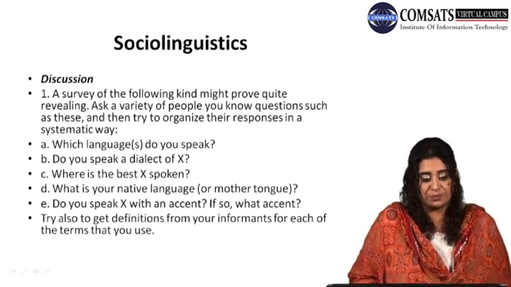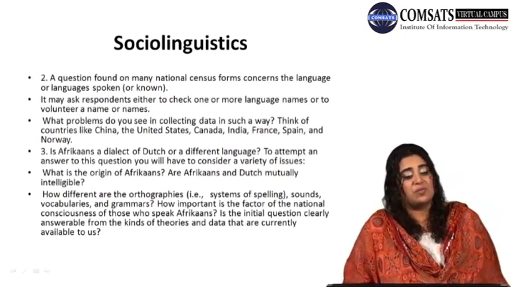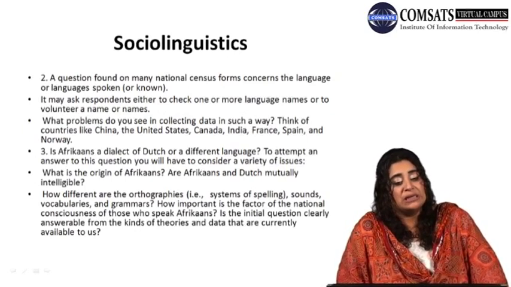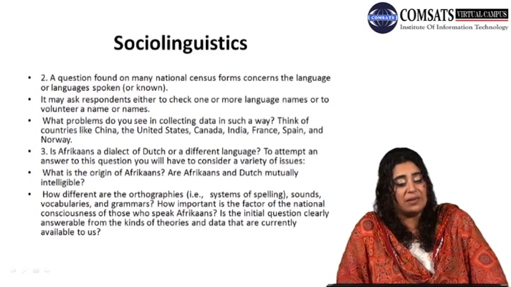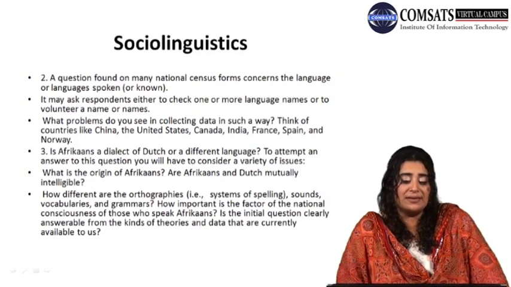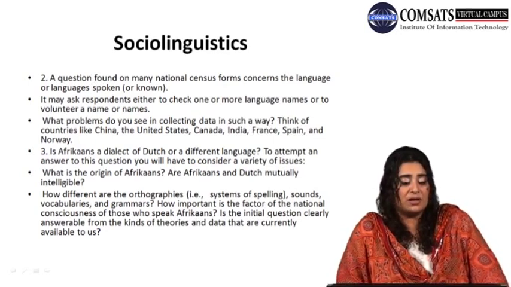Also try to get definitions from your informants for each of the terms that you would use. A question found on many national census forms concerns the language or languages spoken or known. It may ask respondents either to check one or more language names or to volunteer a name or names. What problems do you see in collecting data in such a way? Think of countries like China, the United States, Canada, India, France, Spain, and Norway.